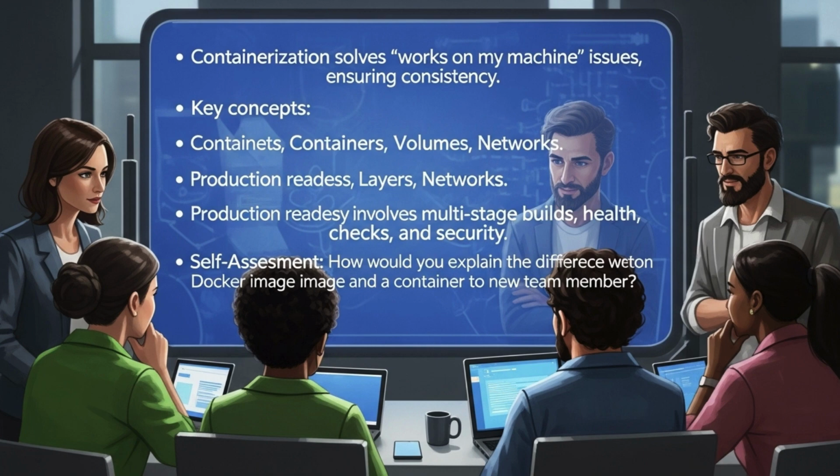Understanding these is foundational. And we discussed how to achieve production readiness involves smart strategies like multi-stage builds, robust health checks, and crucial security measures. These are the practices that make your applications truly scalable and reliable, just like those used by major tech companies like Netflix and Spotify. Now for a quick self-assessment to solidify your understanding.